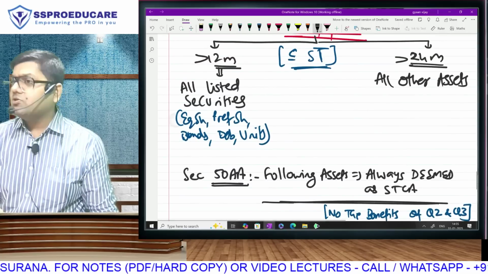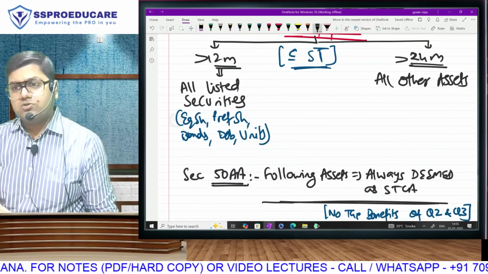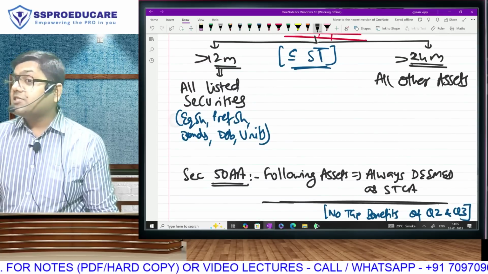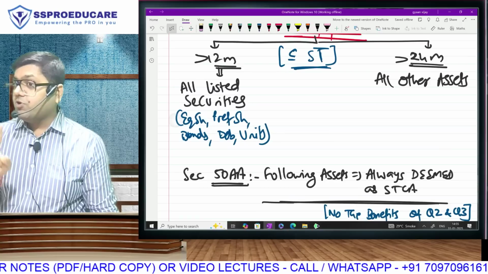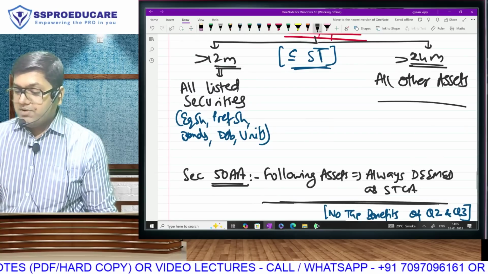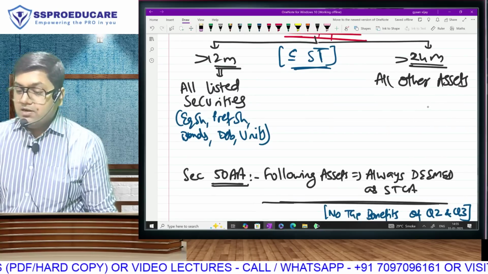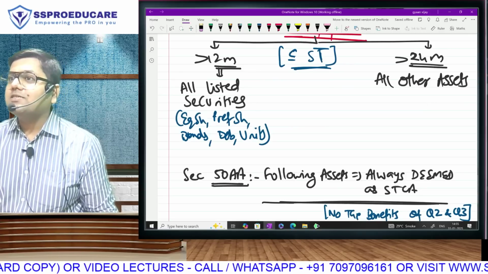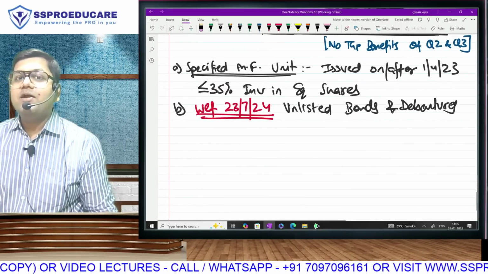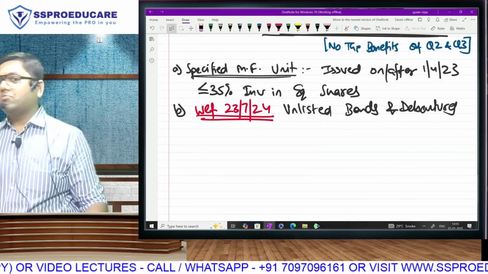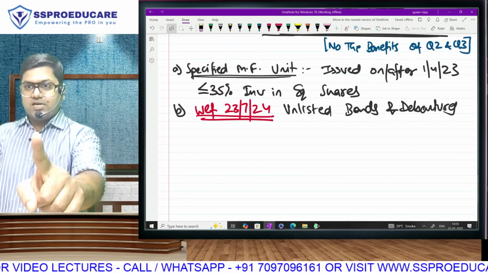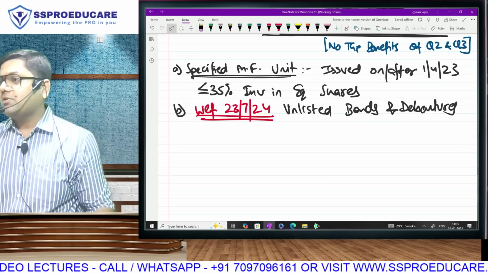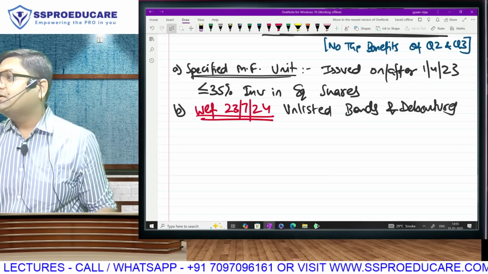Before the amendment also listed securities was 12 months. After also. Unlisted shares, listen carefully. Before amendment was 24. After amendment is also 24. But unlisted debentures, before amendment 36. After amendment, it is not going to become long term. Today, if I sell any of my unlisted bonds and debentures, it will be considered as short-term capital gain, not granting me any benefit.